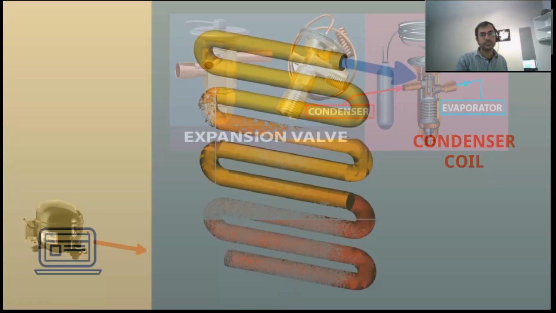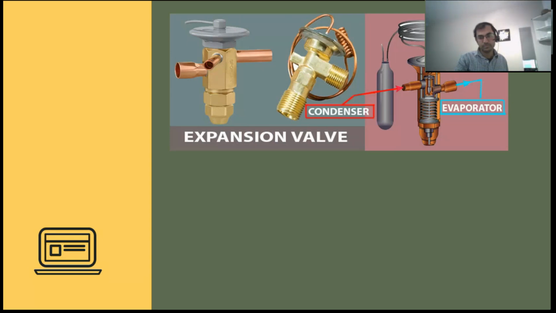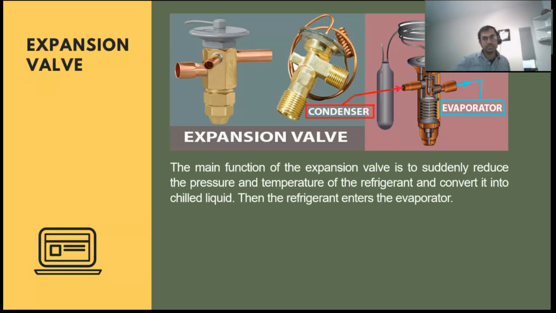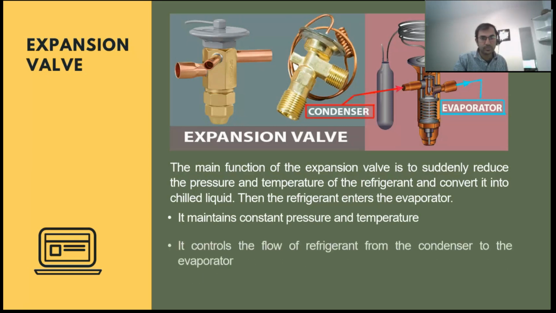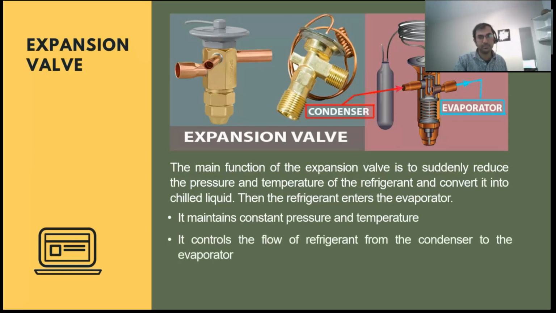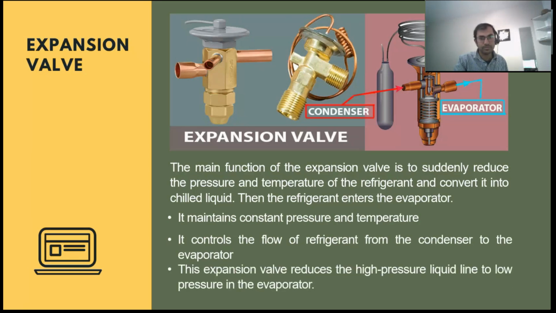So this is the expansion valve, the diagram for understanding. The main function of the expansion valve is to suddenly reduce the pressure and temperature of the refrigerant and convert it into chilled liquid or the liquid refrigerant. It maintains constant pressure and temperature. It controls the flow of refrigerant from the condenser to the evaporator. This expansion valve reduces the high pressure liquid line to low pressure in the evaporator.